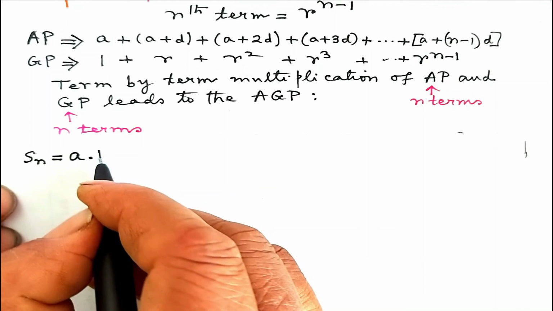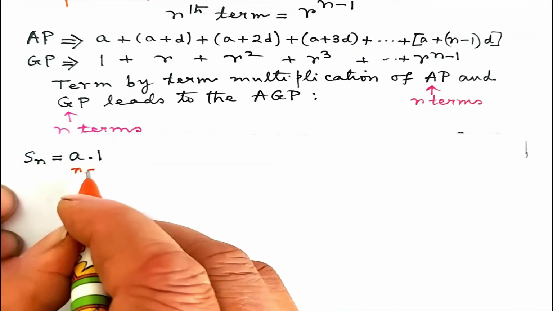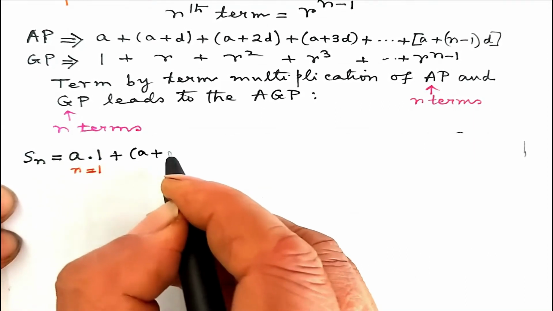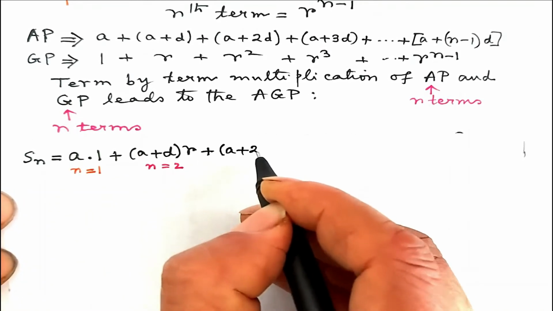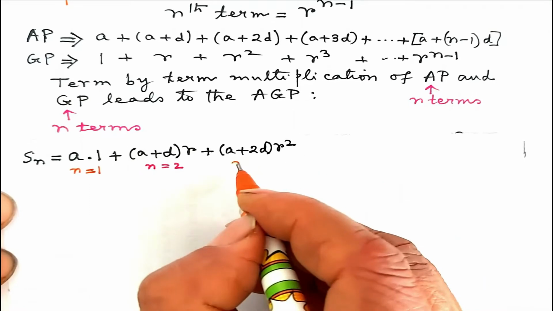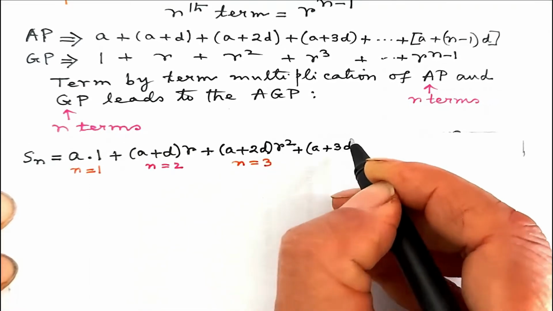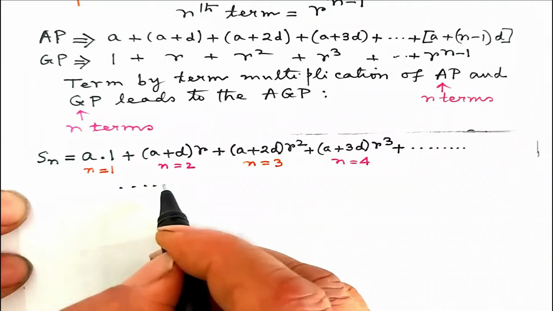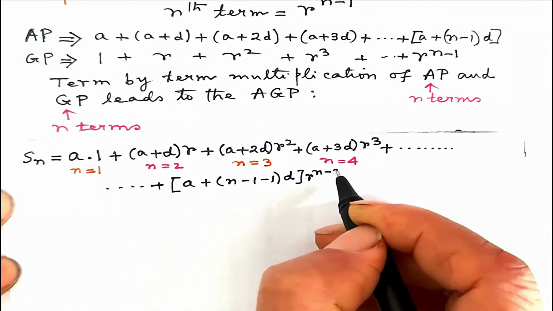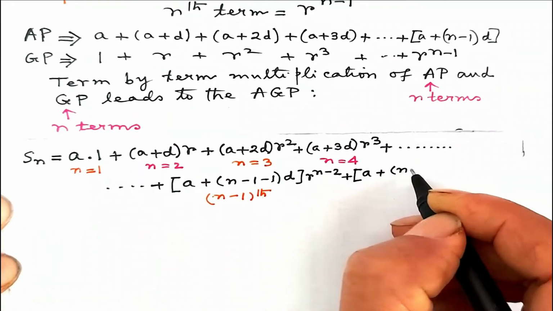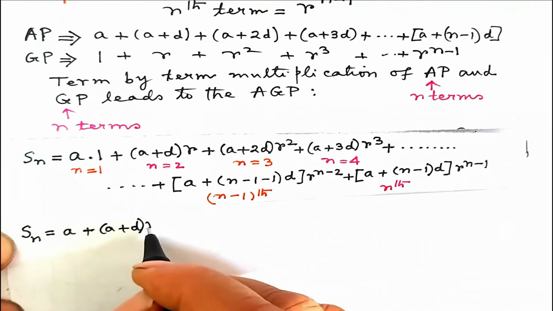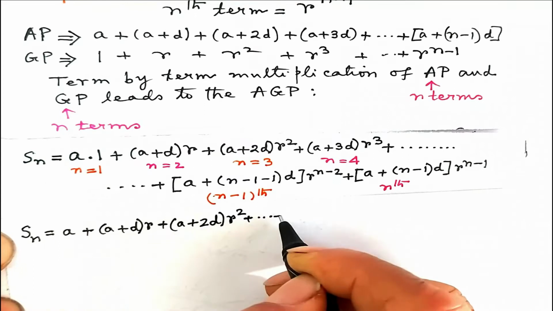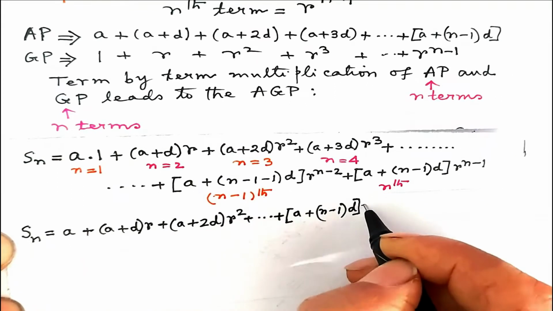It is a into 1, the n equal to 1 term, plus a plus d into r, the n equal to 2 term, plus a plus 2d into r square, which is the n equal to 3 term, and so on. This is the n minus 1th term, and this is the nth term. Let us rewrite the series, denoting the sum up to n terms by Sn.